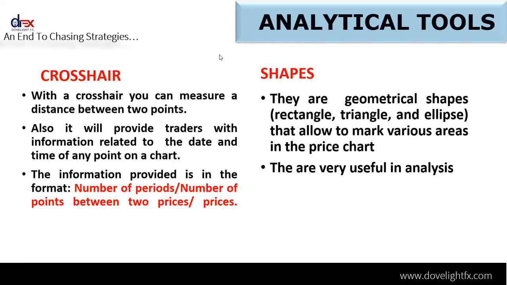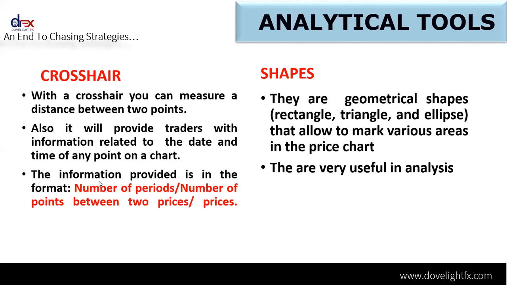So what we are going to do now is talk about some of the analytic tools. I'm going to touch on only a few of them, and then you'll be ready to go. So we have what we call a crosshair. The crosshair helps you to measure one distance to the other. It also provides the trader with information such as the time, the points, the dates and all those.